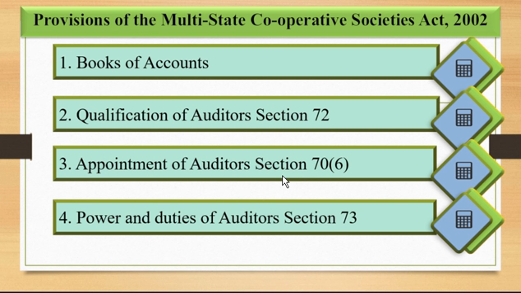Next provision is power and duties of auditors, section 73. In that, every auditor of a multi-state cooperative society shall have a right of access at all times to the books, accounts and vouchers of the multi-state cooperative society, whether kept at the head office or elsewhere, and shall be entitled to require from the officers or other employees of the society such information and explanation as the auditor may think necessary for the performance of his duties as an auditor.